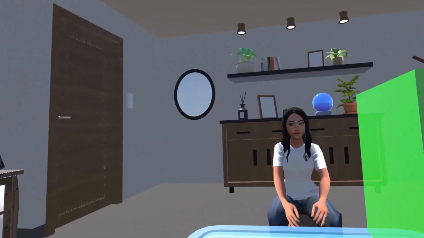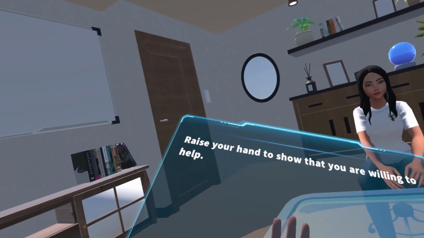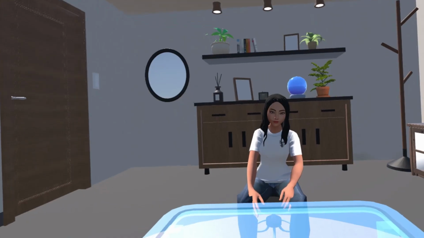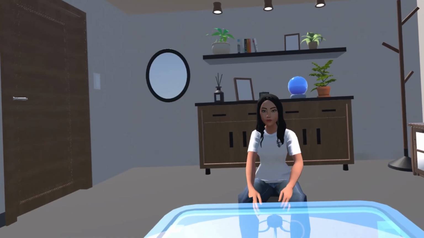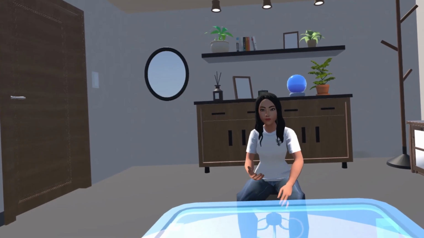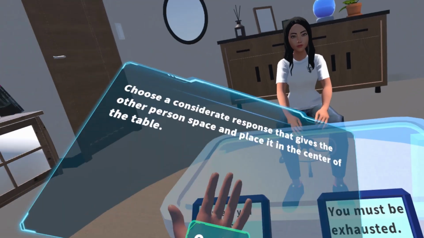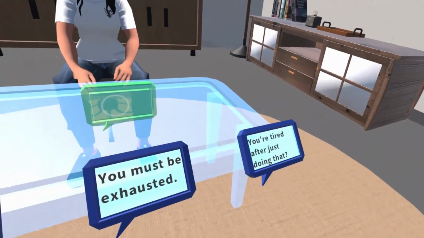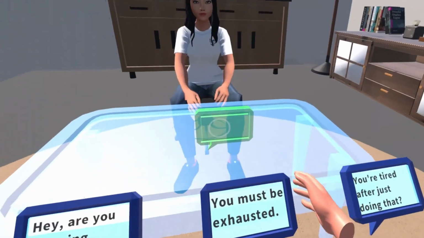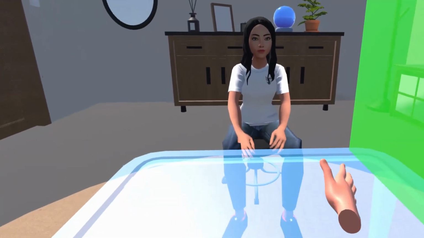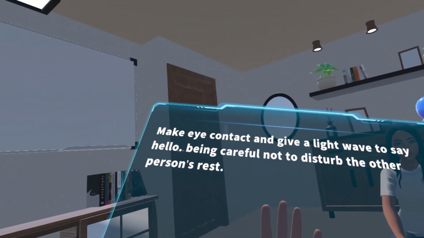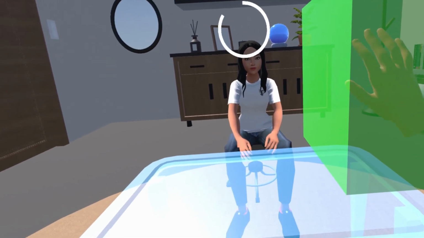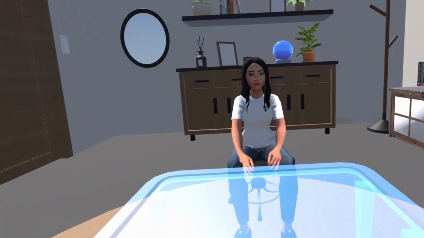Raise your hand to show that you are willing to help. Thank you for understanding. Choose a considerate response that gives the other person space and place it in the center of the table. You must be exhausted. Make eye contact and give a light wave to say hello, being careful not to disturb the other person's rest. Good job.